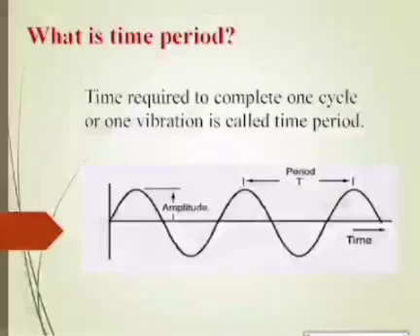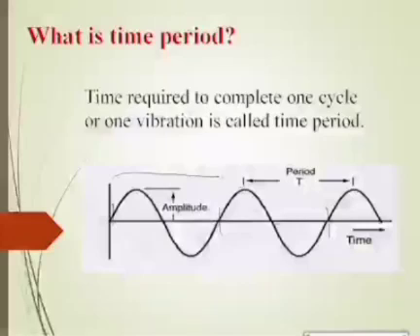Now look at the figure. Here we can see that a wave has a number of vibrations. From here to here there is one vibration, then from here to here there is another vibration. So the time that is taken by any vibrating body, the body may be a pendulum, maybe a ball and bowl system, maybe a spring, maybe a rubber band, to complete one complete round trip or one vibration, that time is known as time period.